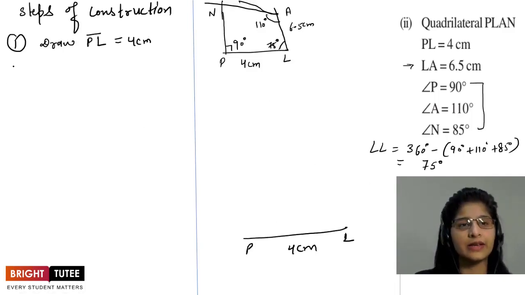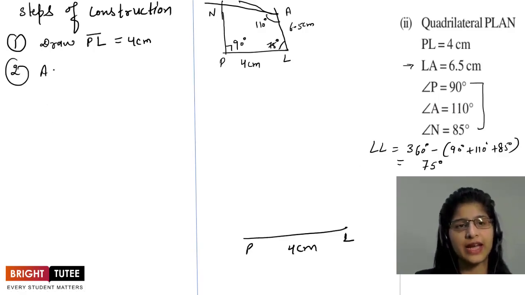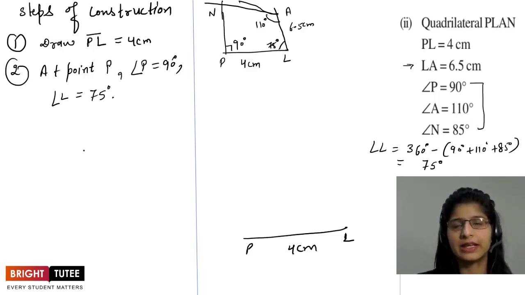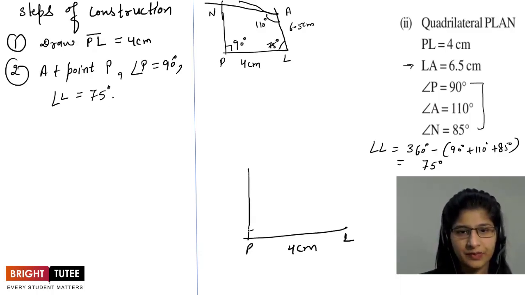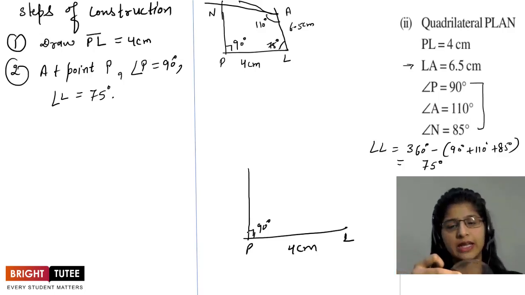Let this be PL, 4 centimeter. Clear? Now the next thing that we are going to do is, at P we are going to make an angle of 90 degrees. So we will write: at point P we will draw angle P as 90 degrees, and angle L as equal to, what is the angle measurement of L? 75 degrees. Clear? Let us do this step. So at P you are going to form an angle of 90 degrees. Clear? 90 degrees can be formed by compass as well as your protractor. You just keep your protractor, see the 90 degrees line, just mark it and you can draw the straight line.